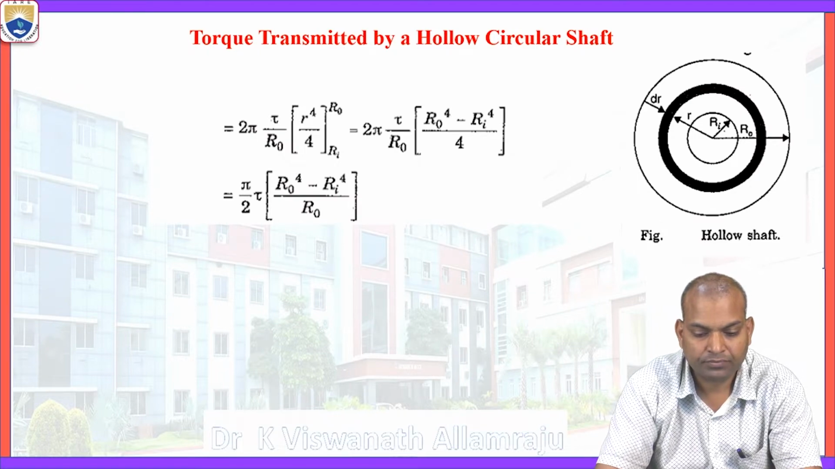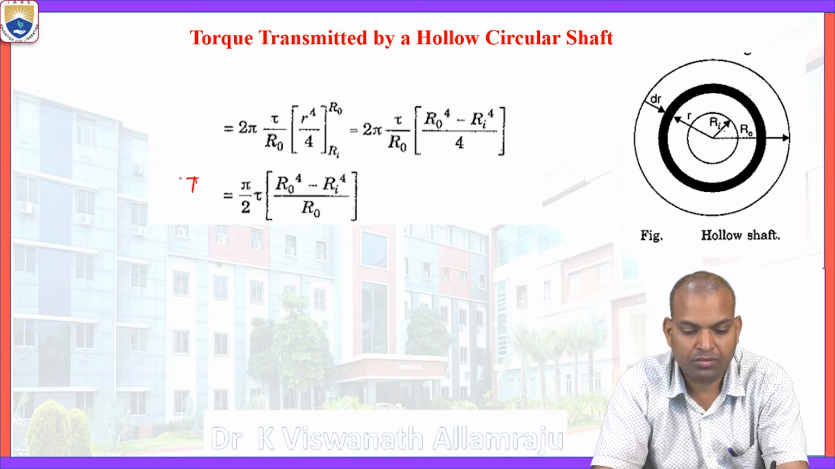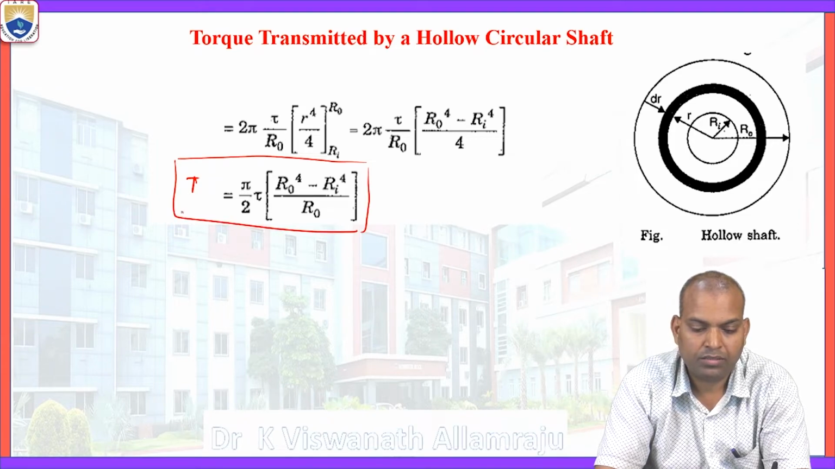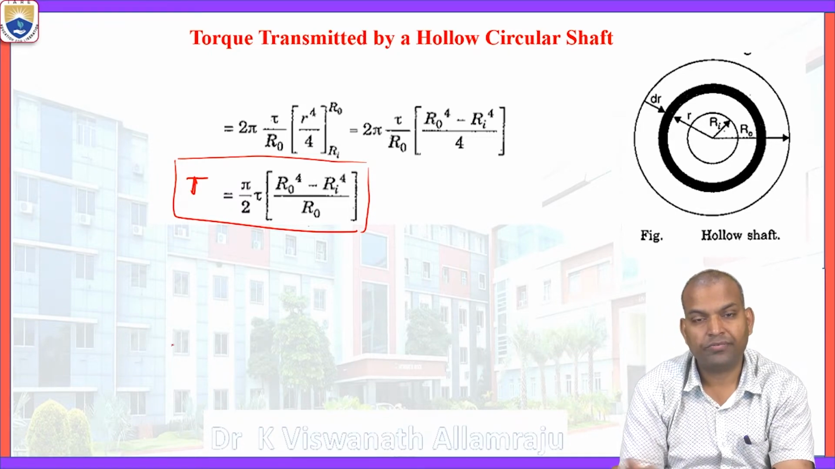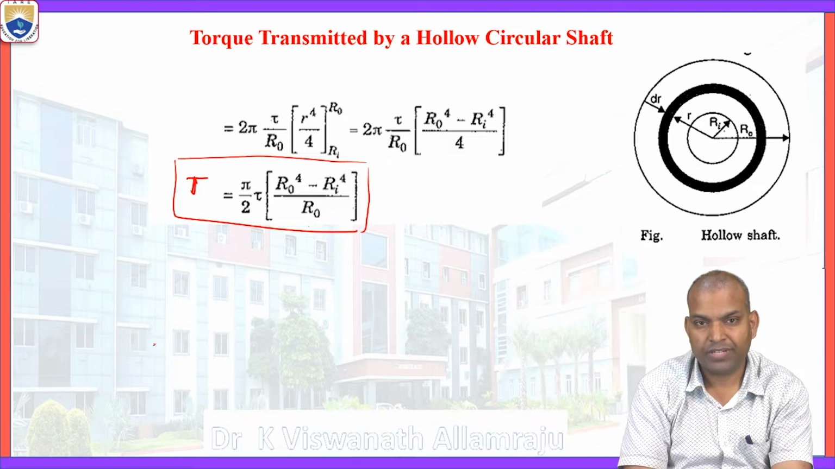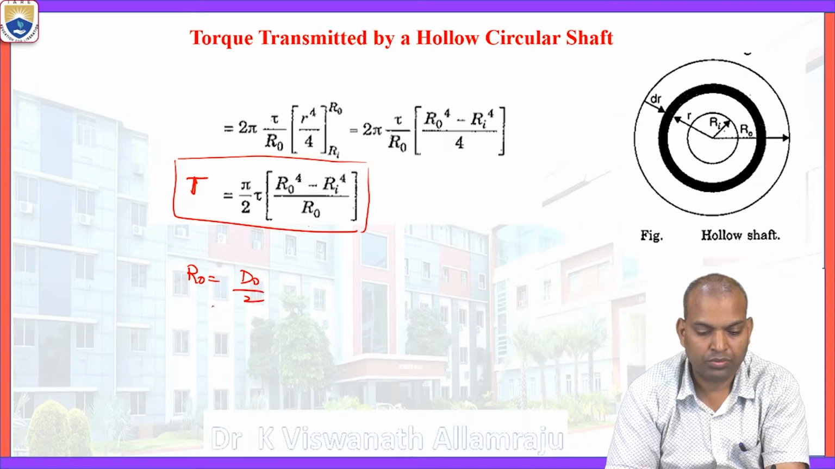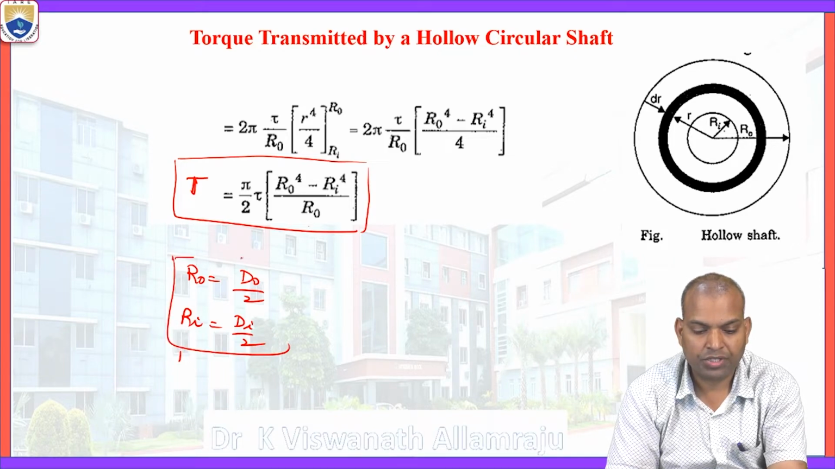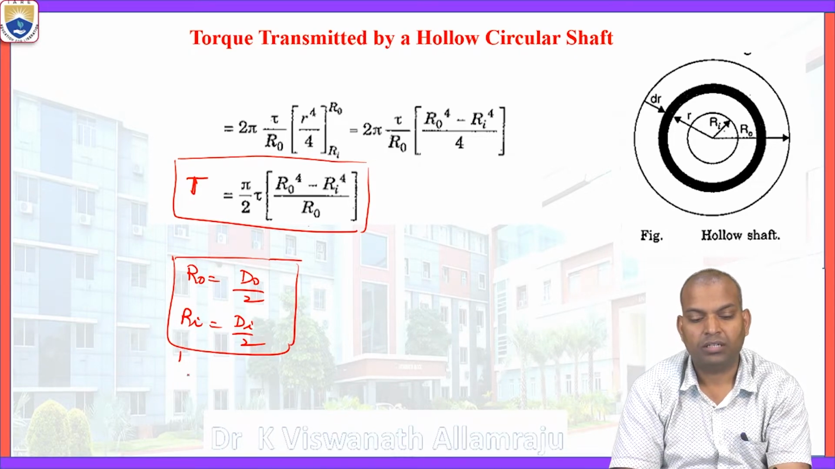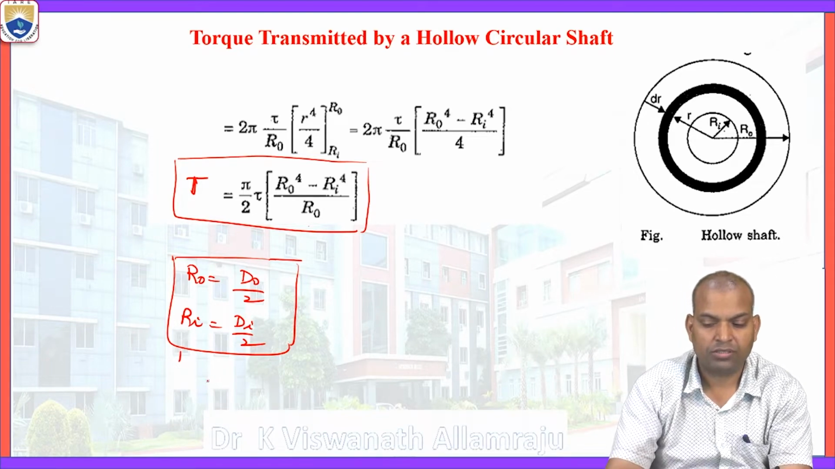In that integration, the torque T equals pi tau by 2, R0 power 4 minus Ri power 4 by R0. This is the total torque in terms of radius. If we need it in terms of diameters, then substitute R0 equal to D0 by 2 and Ri equal to Di by 2 in the above equation. Then we'll get the total torque of a hollow circular shaft in terms of diameters.